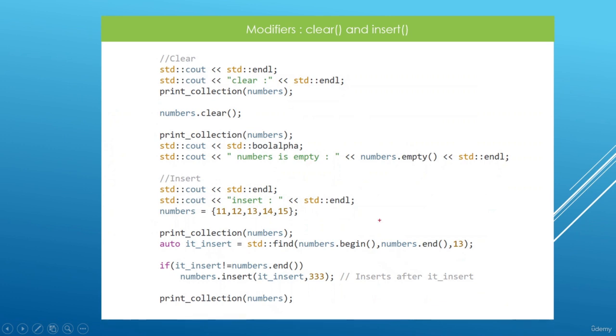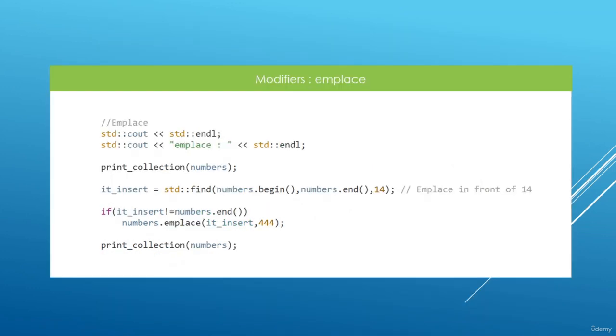We have a bunch of modifiers we can use. For example, we can clear just like we do here. We can also insert elements at a given iterator position. Before we insert, we need to find the location where we want to do our insert. Then we can use methods like insert, which is going to insert after a given iterator. So this is how these things are going to work. We can also use the in place version to build an element in place and put that in our collection.